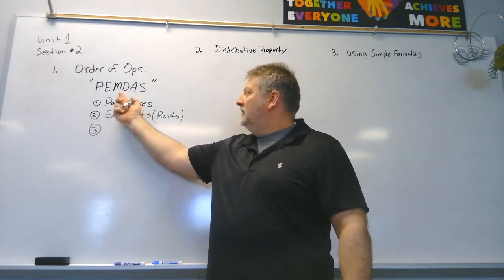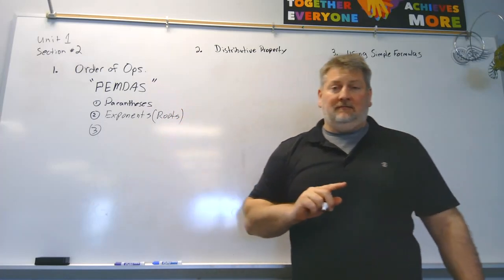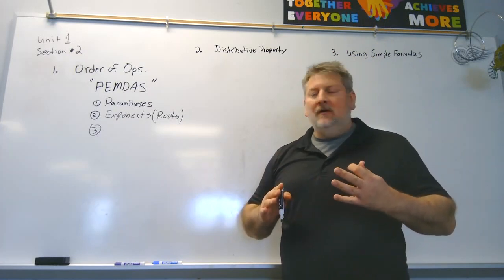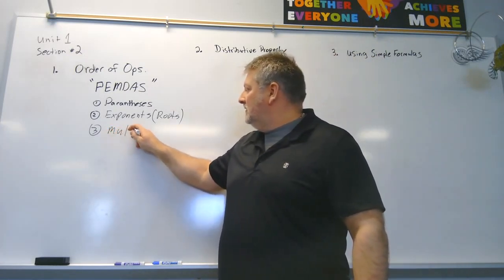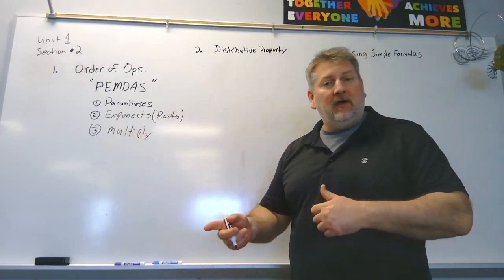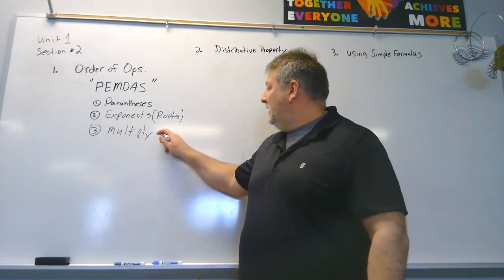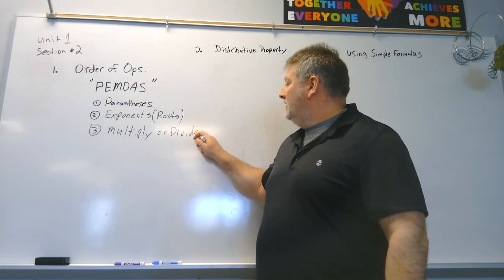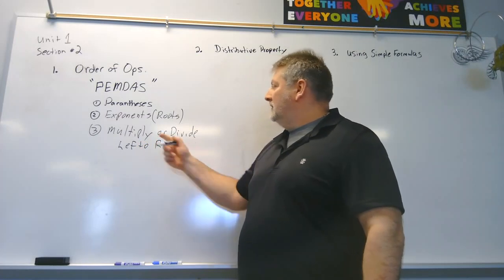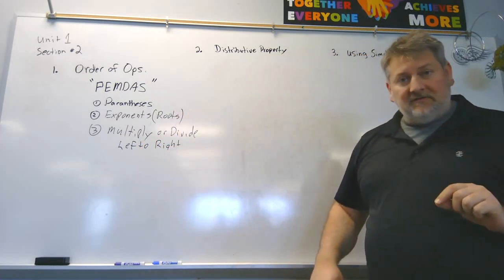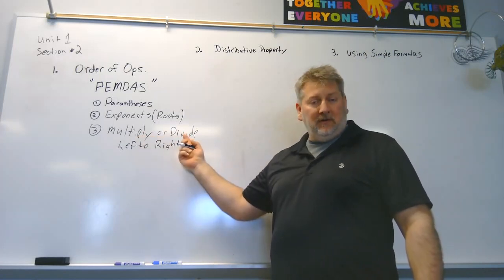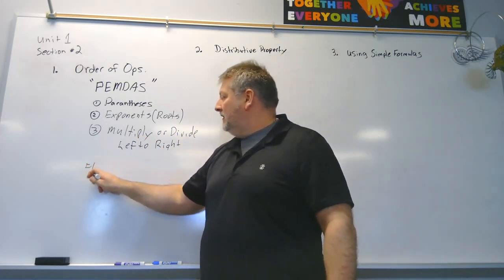Okay, the third thing is multiplication and division. Order from left to right. Remember, it's not multiplication first, then division. It just depends on which one comes first. If division comes before multiplication, I divide. So multiply or divide left to right. Sometimes you have to do multiplication before division, sometimes division before multiplication. So watch yourself on that step.